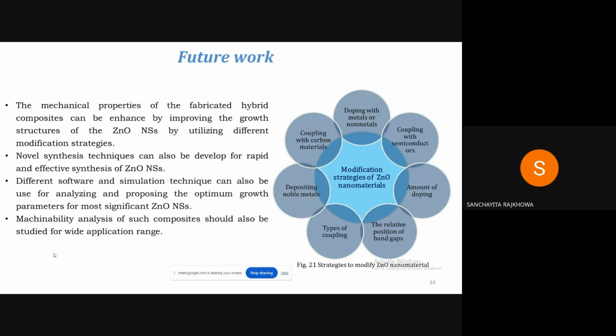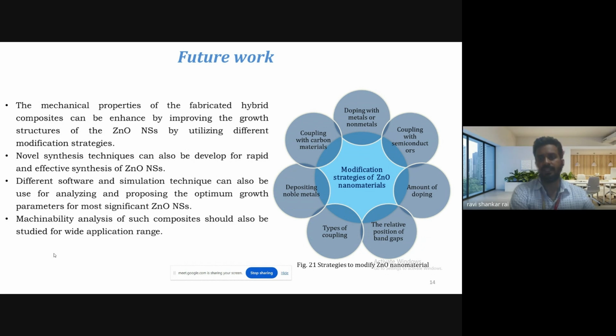Yeah. So we have different modification strategies we can adopt, and novel synthesis techniques we can adopt. We can also simulate different process parameters to get the optimum growth parameters. And we can go for machinability analysis of such composites for a wide application range. There are different modification strategies. We can dope the ZnO with some metals and non-metals, or couple it with semiconductors. The amount of doping we can change. Different noble metals we can deposit on the surface of the carbon fiber.